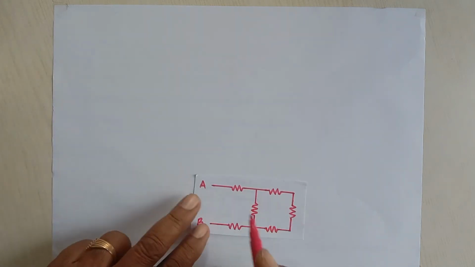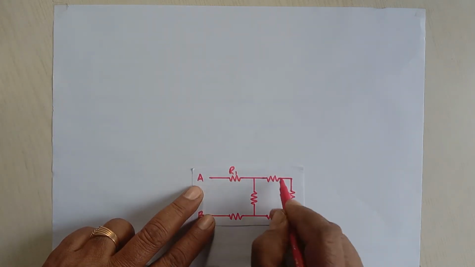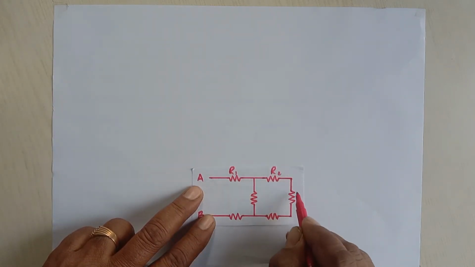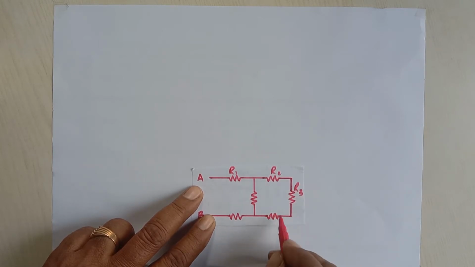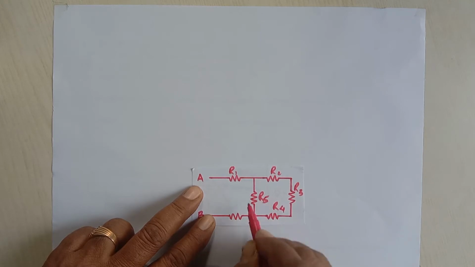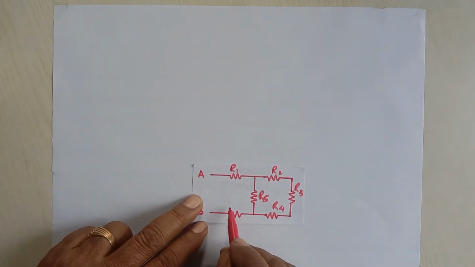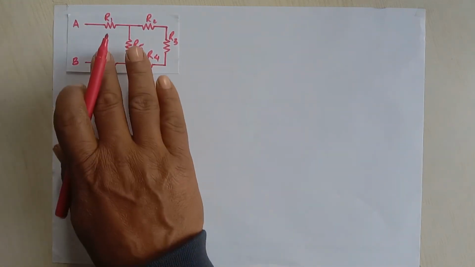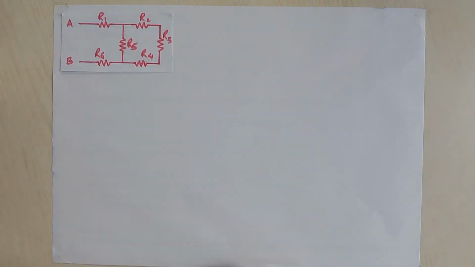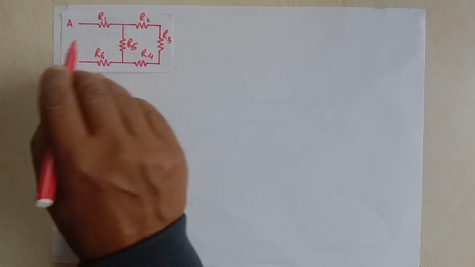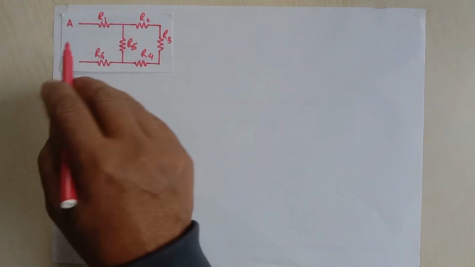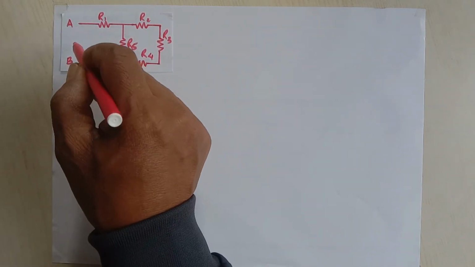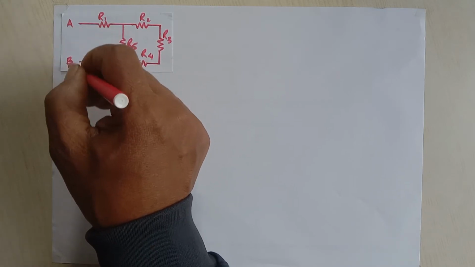Let's say this is R1, this is R2, this is R3, this is R4, this is R5, and this is R6. Looking at this, it seems to be a little complex, but this can be solved easily. We have to start with the far corner from the equivalent points, I mean to say far corner from AB.